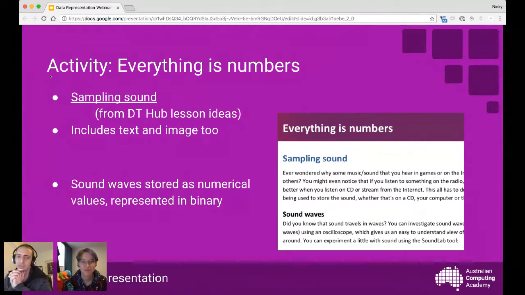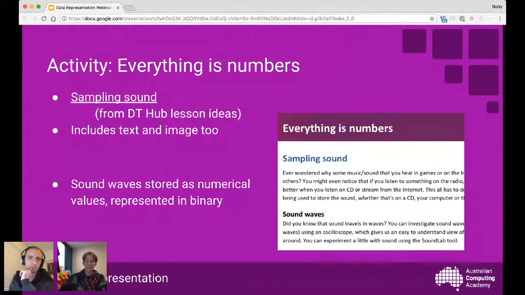And there's not a lot of stuff out there on audio representation that is accessible to students. The sampling sound activity was put together as part of that lesson idea to address that, and it has enough information to be able to explore that with or without the binary representation. It's entirely up to you depending on where the students are at. But the activity also points to resources for exploring texts and images as well.